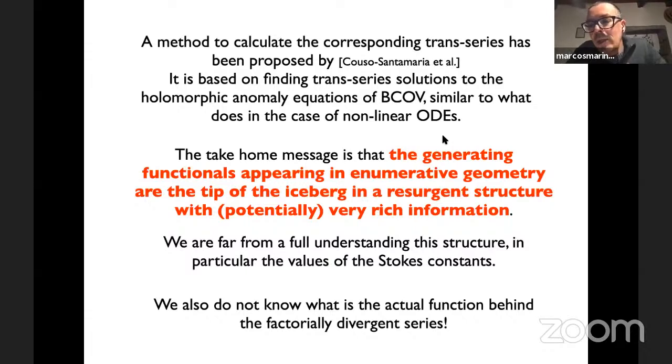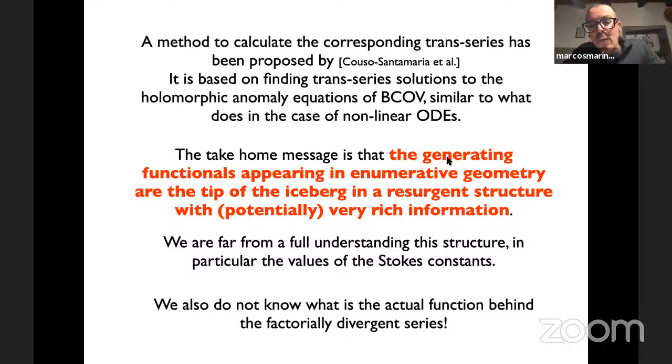But I think in a sense, the take-home message of this analysis is that the generating functionals that appear in enumerative geometry, in particular these topological string partition functions, are really the tip of the iceberg in a resurgent structure in which there are definitely infinitely many different formal power series, which might contain very rich information about the geometry of these Calabi-Yau manifolds.